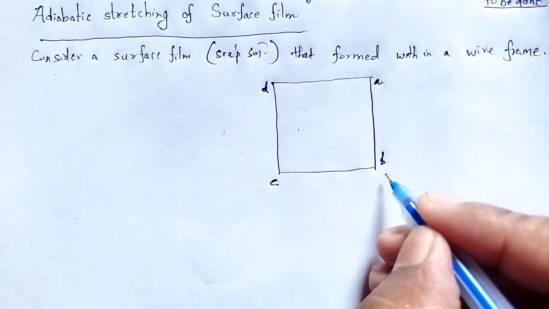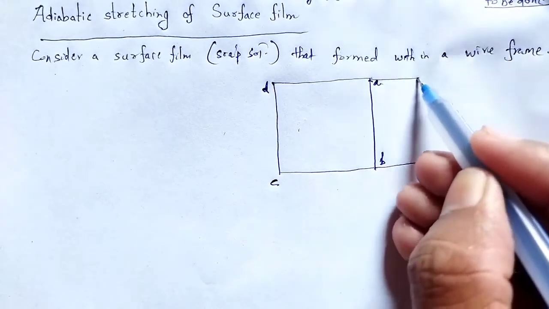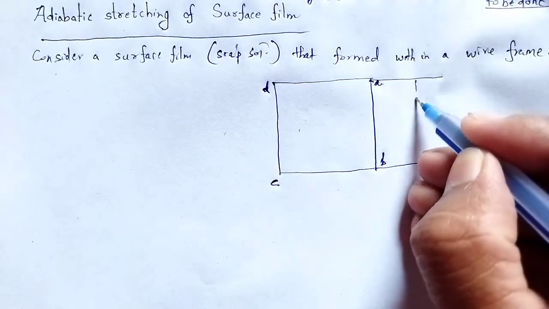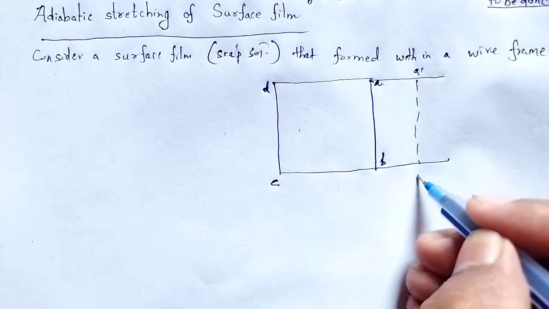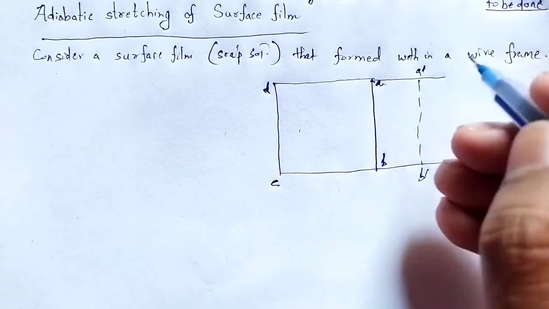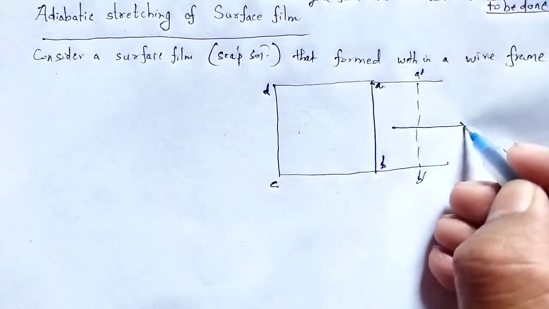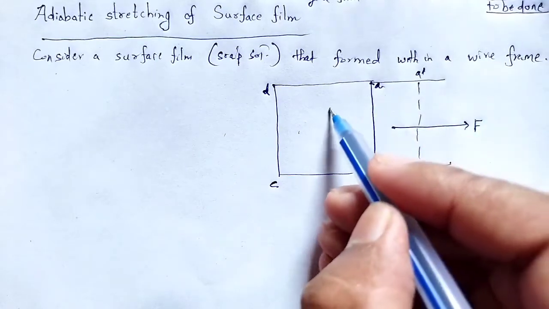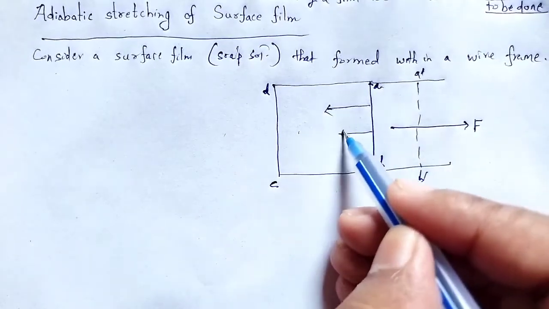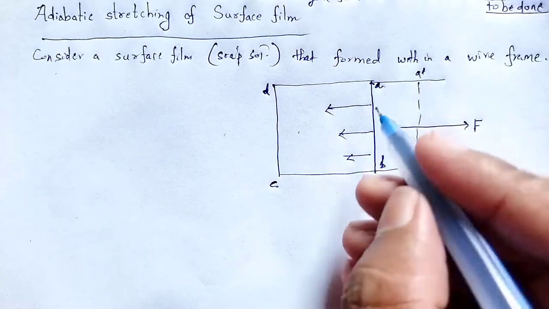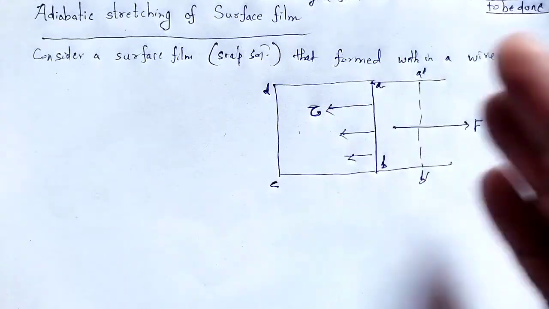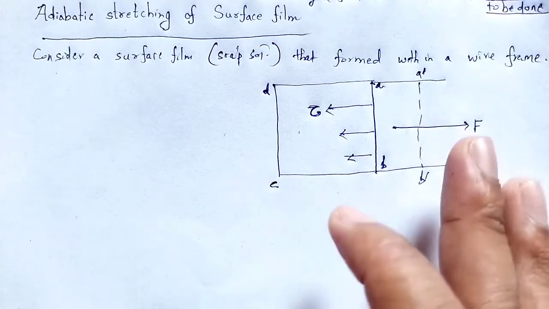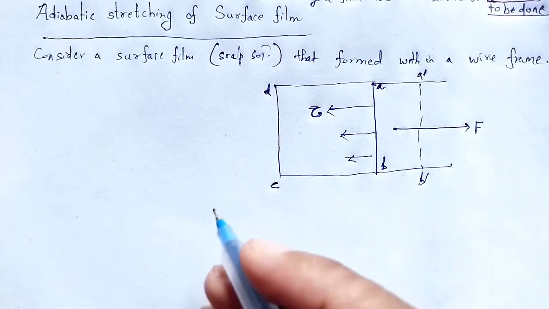Here the stretching changes the position to A dash, B dash. This is the force F, the stretching force, be the tau, the tension force due to stretching. So, during the adiabatic case, what happened?